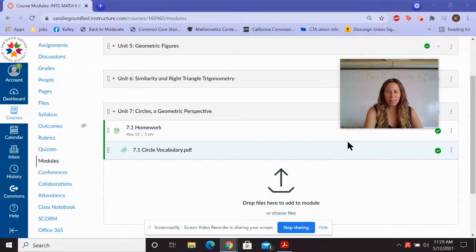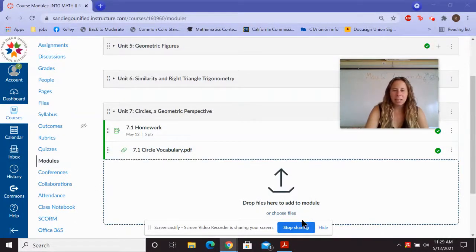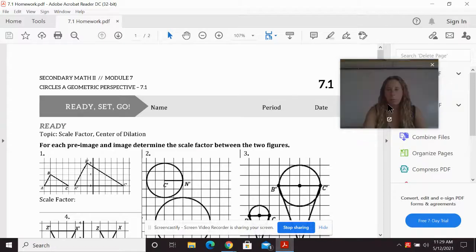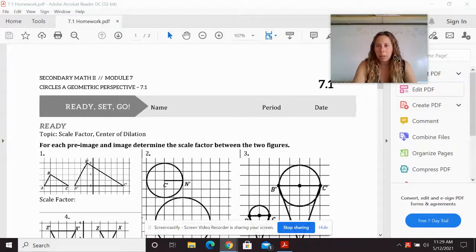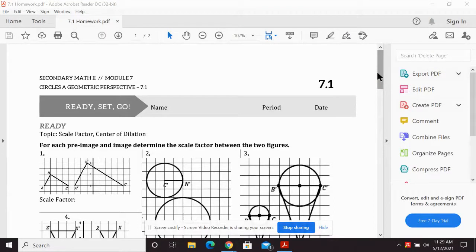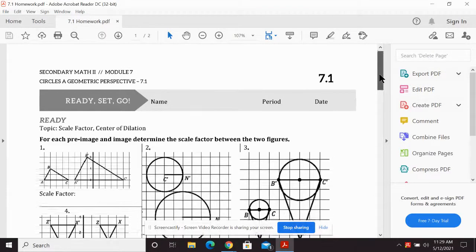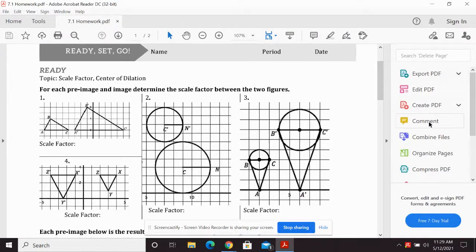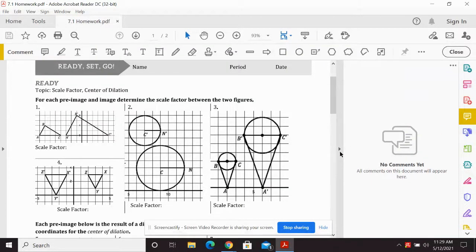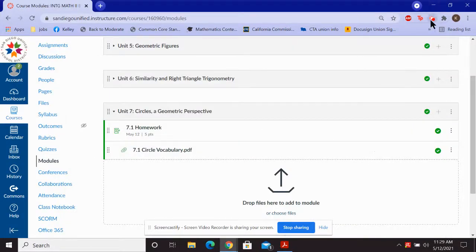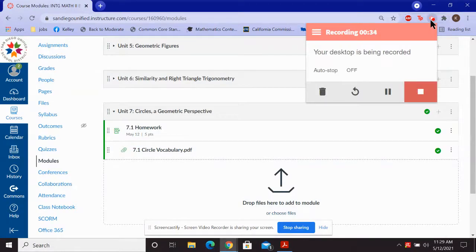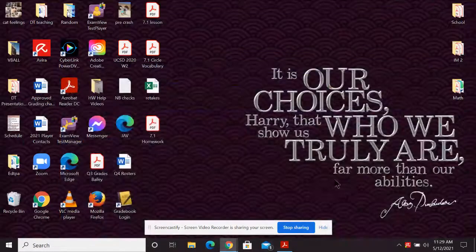Oh, my Screencastify is working again. 7.1 homework help. Here we go. Oh, this video is really big. Can I make myself a little smaller? No. Oh, and now I'm gone. I don't know how to get myself back. All right, well, anyways. Yeah, I don't know how to get my video back. It's gone. Anyways.